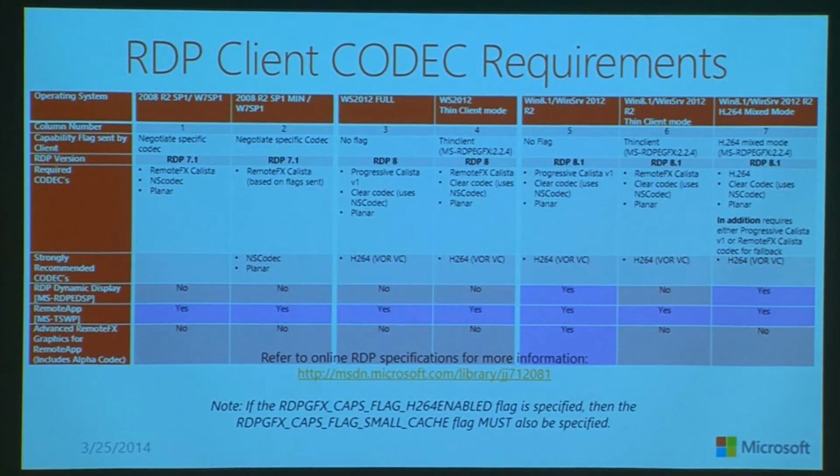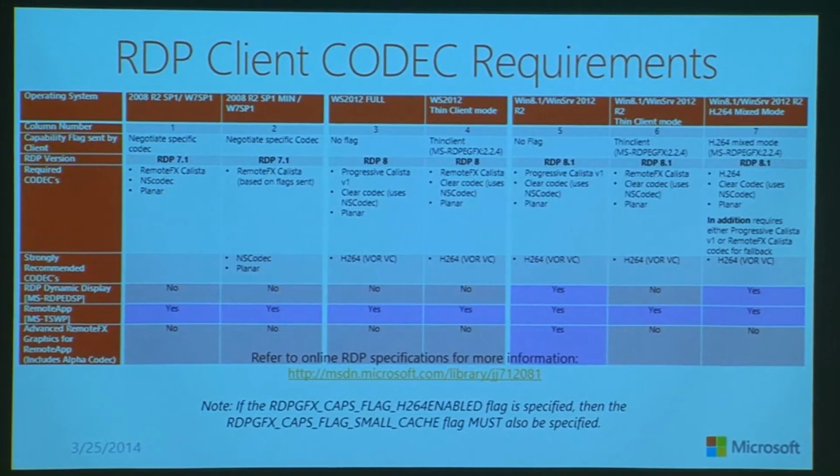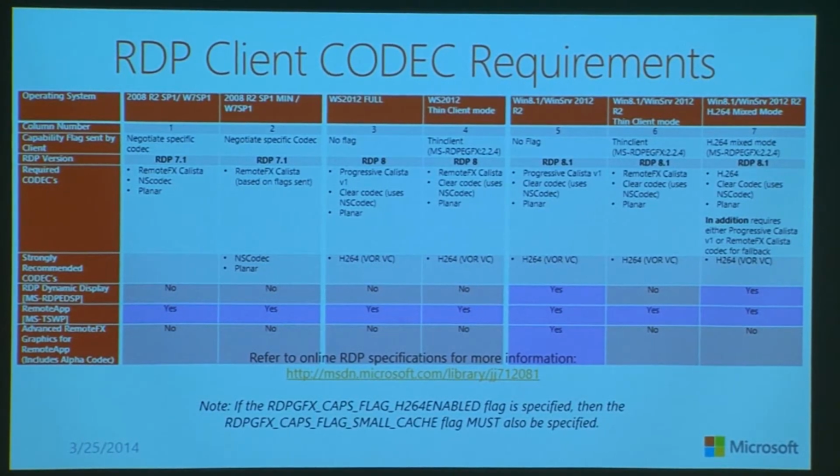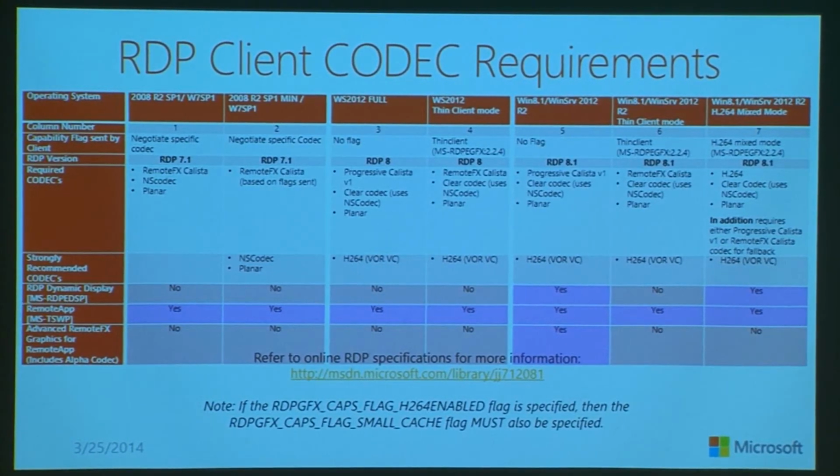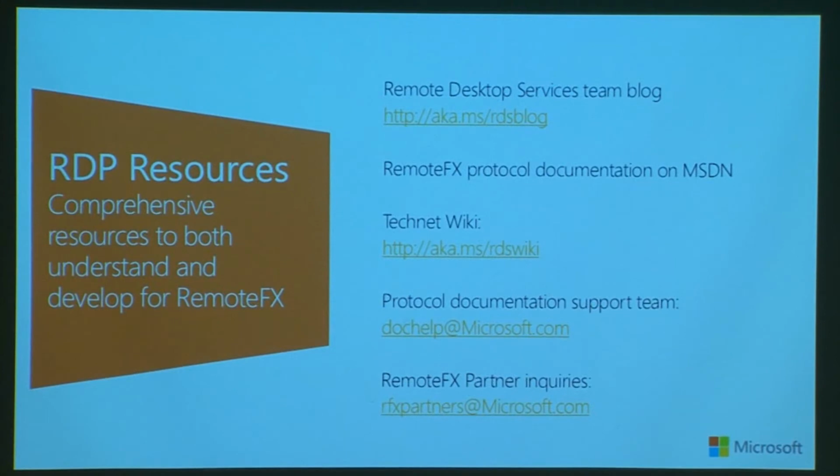As I mentioned, this slide is simply included for your reference as RDP implementers. It's just a brief summary of all the various codecs that are available, the requirements based upon your RDP protocol version that is implemented. These are what Windows in particular would expect. So refer for more details to the specifications themselves. And for more information about RDP, go to the RDS blog or the wiki.